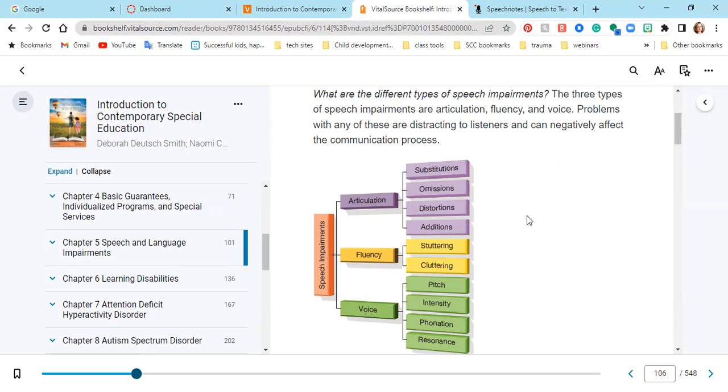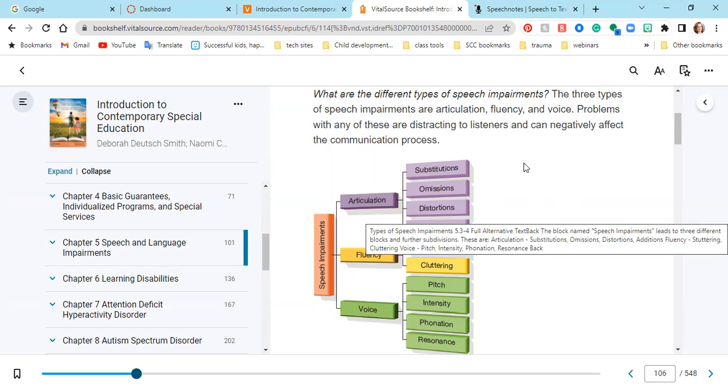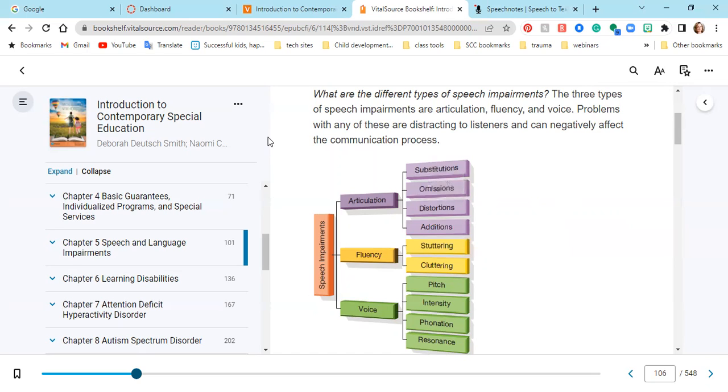Distortions is when they take a word and say, I went to the store, or stall. They kind of make a part of that word big or something. And then additions. I went to the store. They add something at the end, right? And so we can just, again, polish that gem, right?